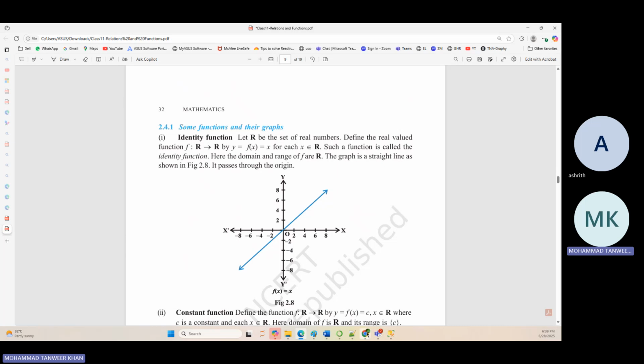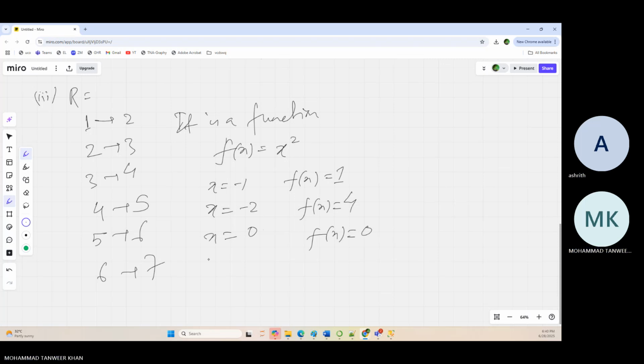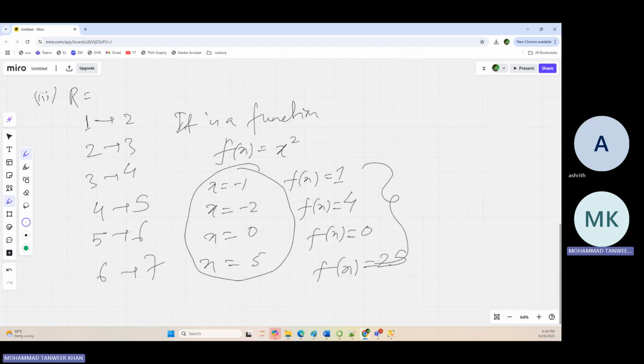Let me explain with the help of an example, then it'll be more clear. Suppose you're taking this function, and we denote a function by f(x). f(x) equals x squared. If you take x value as -1, what will be f(x)? 1. If you take x value as -2, what will be f(x)? 4. If you take x value as 0, f(x) is 0. If you take x value 5, f(x) is 25. So you see, I'm giving all the real numbers, negative, positive, 0, and I'm getting real numbers. This is an example of a real valued function. It means the input can be real, and the output will also be real.